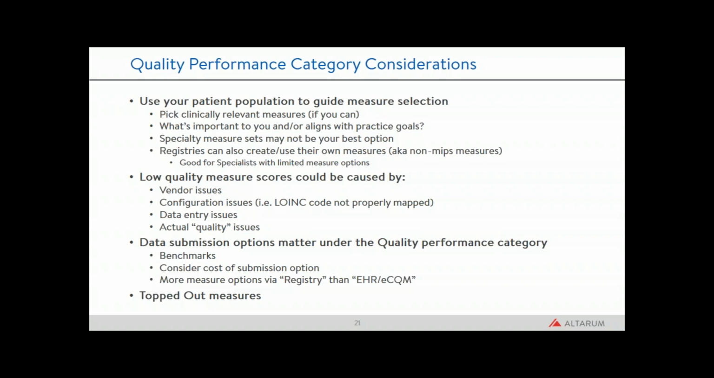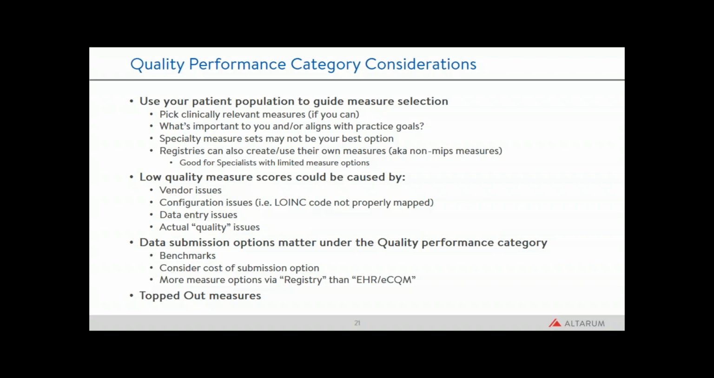Registries can also create their own measures. They were called non-MIPS measures last year, and this year they're now changing to calling them registry measures. That caused some confusion, calling them non-MIPS measures, because some folks determined that to mean they couldn't use them for MIPS. So they're doing some name change there.